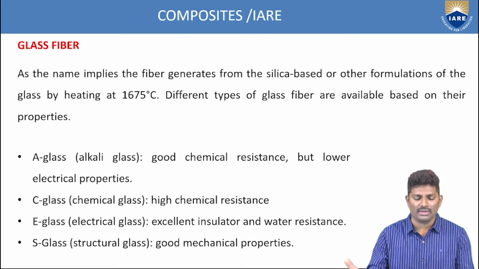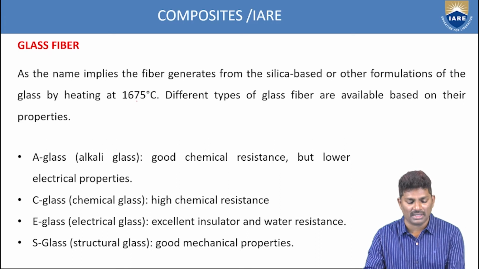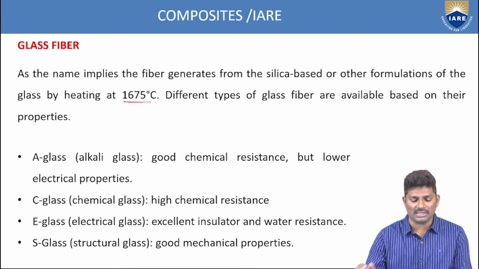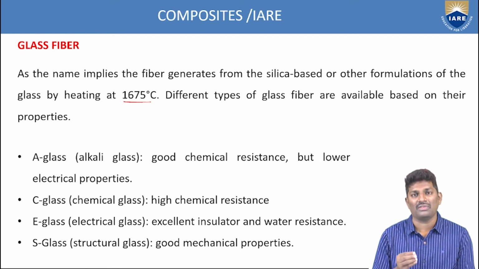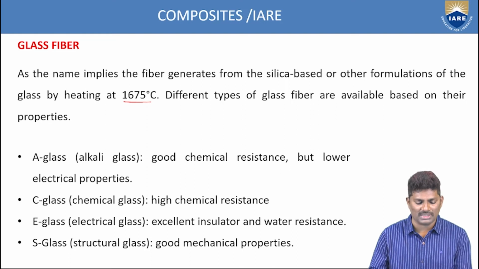Generally, we have fiber generated from silica-based or other formulations of glass by heating at 1675 degrees centigrade. At this temperature, the silica-based material has to be heated, and then we can get these types of glass fibers. And there are different types of glass fibers. What are those? The first one is A glass.